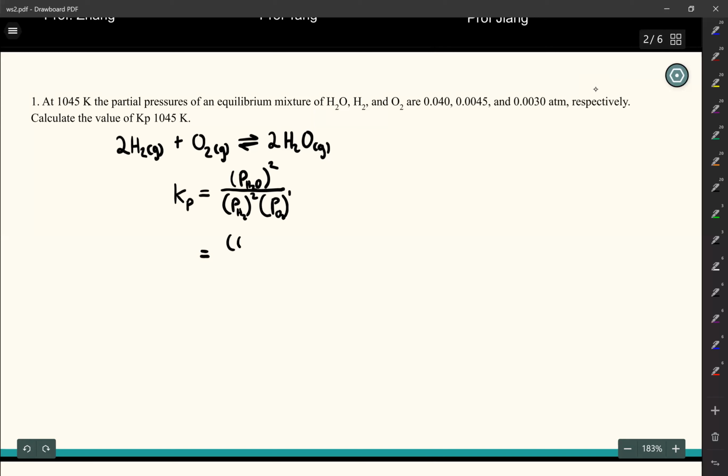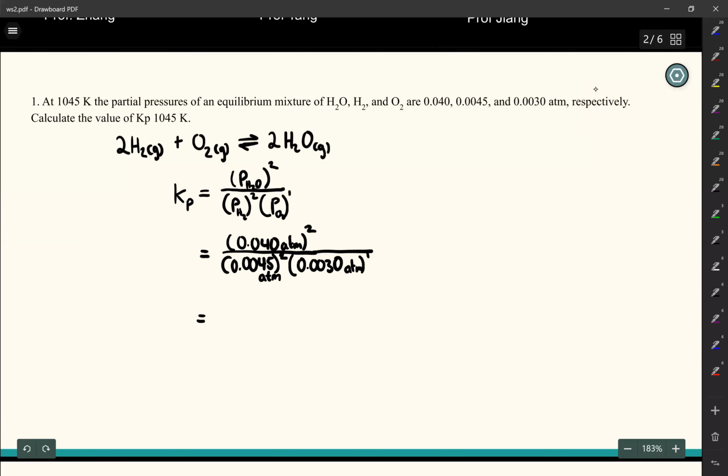So that would be 0.04 atmospheres raised to the second over 0.0045 squared and 0.003 to the first power. I forgot to add atmospheres here. There's one for that one as well.